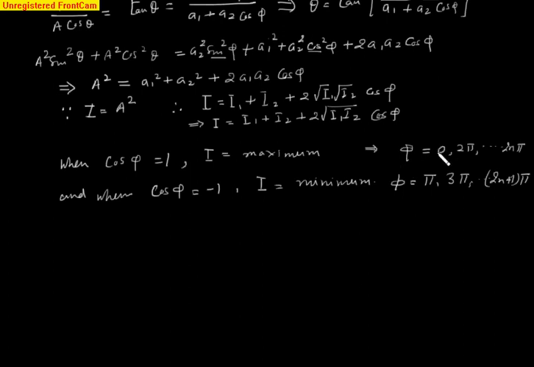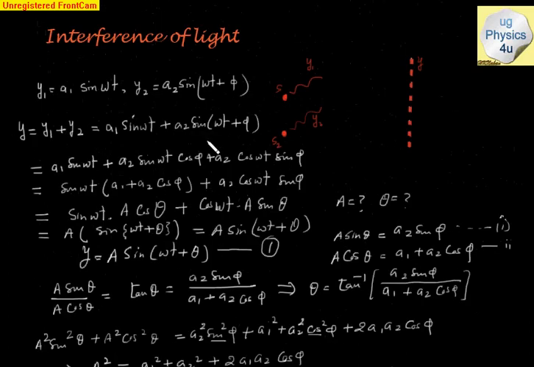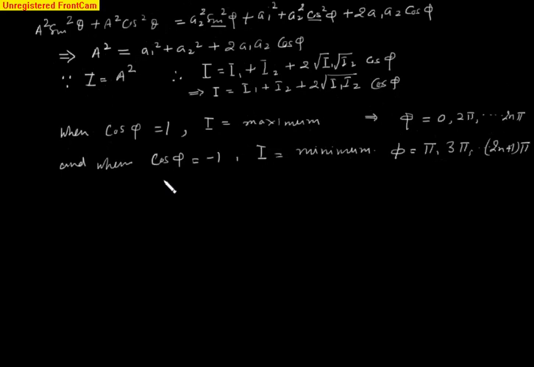When the phase is 0, you will get maxima, which means if these two waves have the same phase or no phase difference, then we will get maxima here. And if the phase difference is opposite, that is pi or 3 pi, then we will get minimum intensity, that means we will get darkness there. Okay, so this condition we can very easily find.